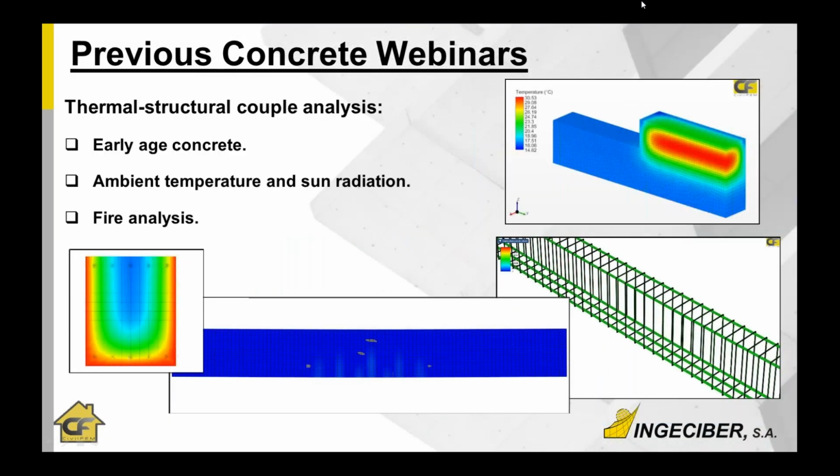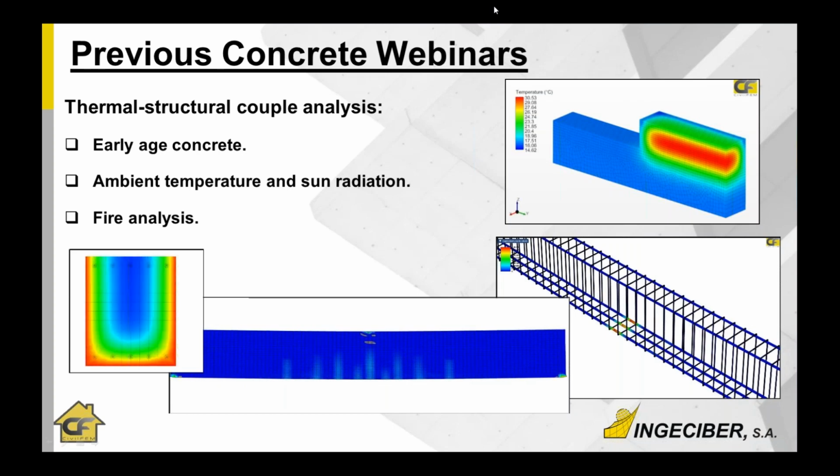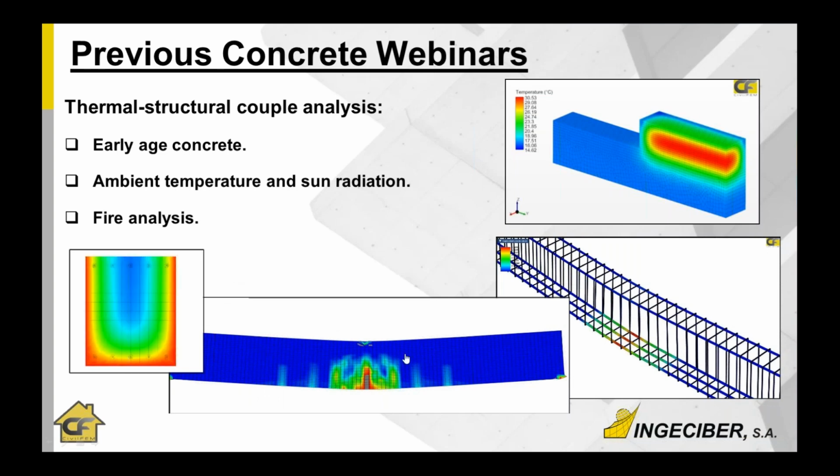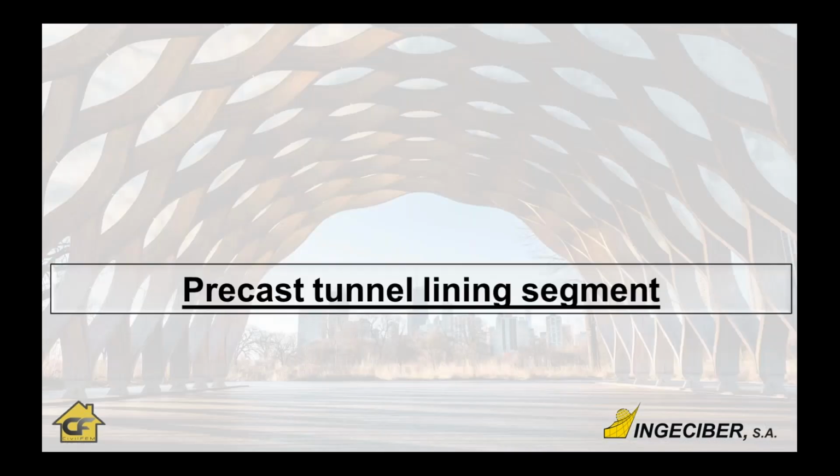And finally, we did a concrete webinar about thermal structural coupled analysis. We saw a concrete beam under fire and the collapse of the concrete beam due to the fire and the reduction of the material properties due to the temperature. And also there are examples about ambient temperature and radiation and the effect on the structures, and another model of early age concrete and the heat due to the maturing of concrete. So now, to complete these webinars, we are going to see this webinar about fiber reinforced concrete. We are going to start with a precast tunnel lining segment.